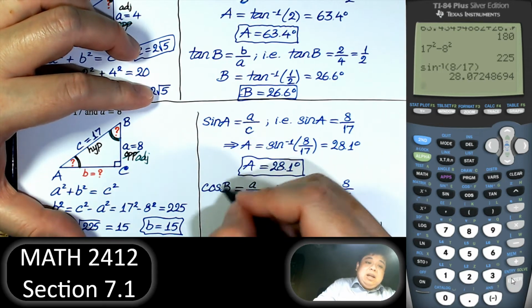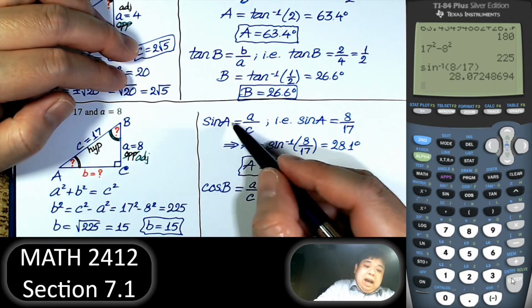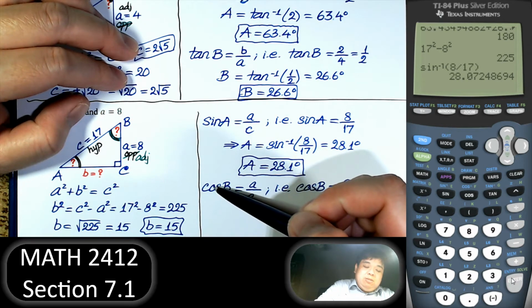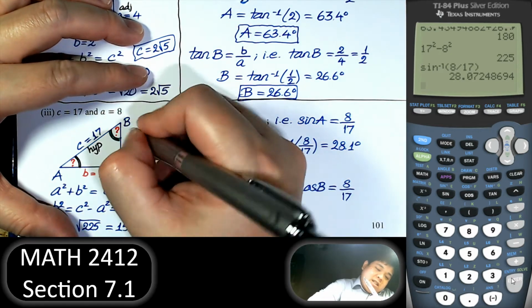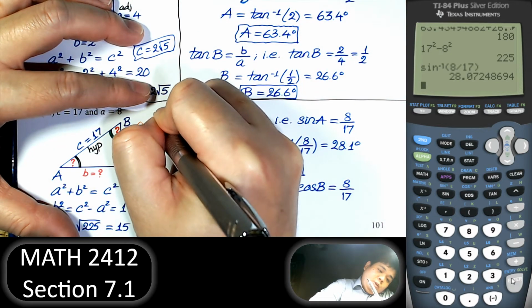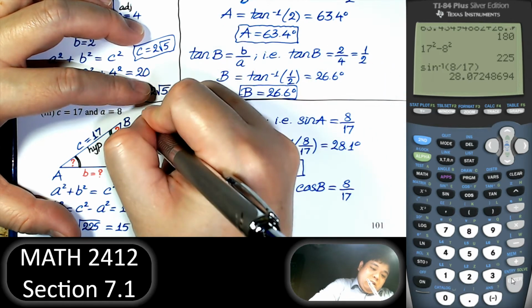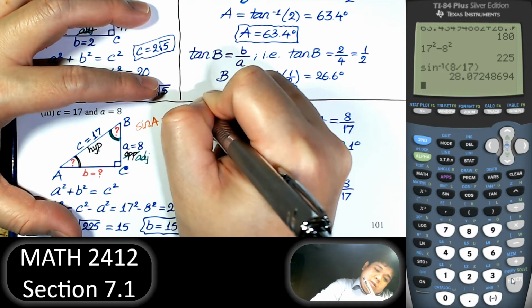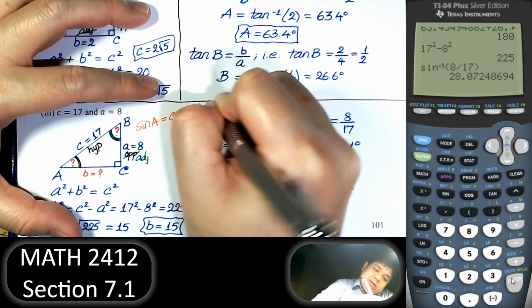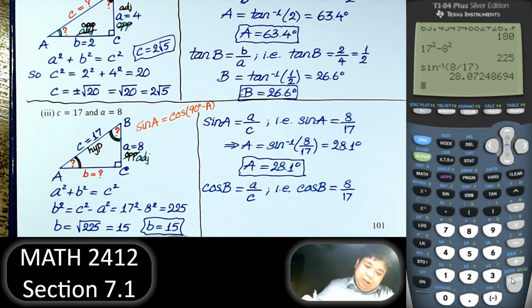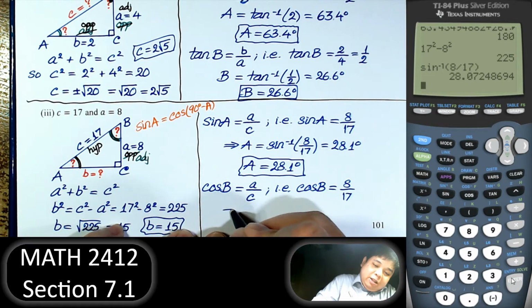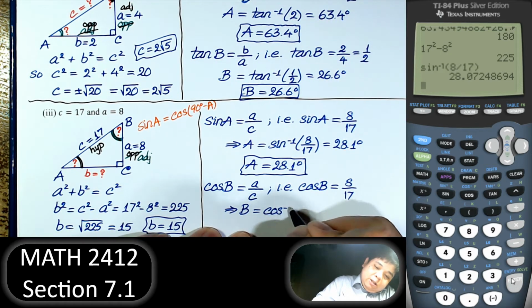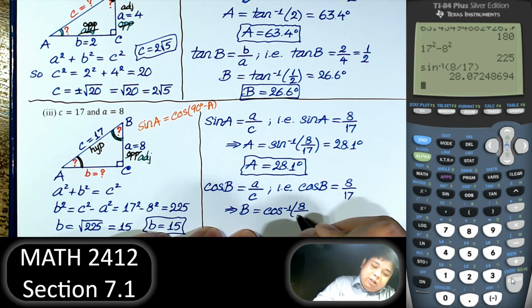Of course, A and B are complementary angles. They add up to 90 degrees. So we go from the function to the cofunction, right? Remember the cofunction identity. We have a trig function value equal to the cofunction of the complementary angle. So we have B equal to cosine inverse of 8 over 17.